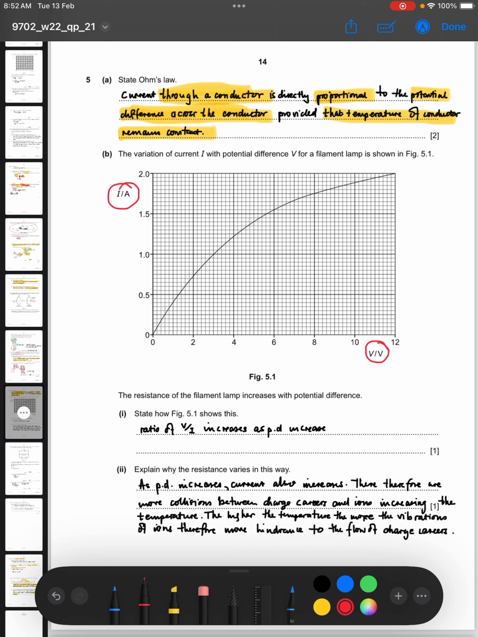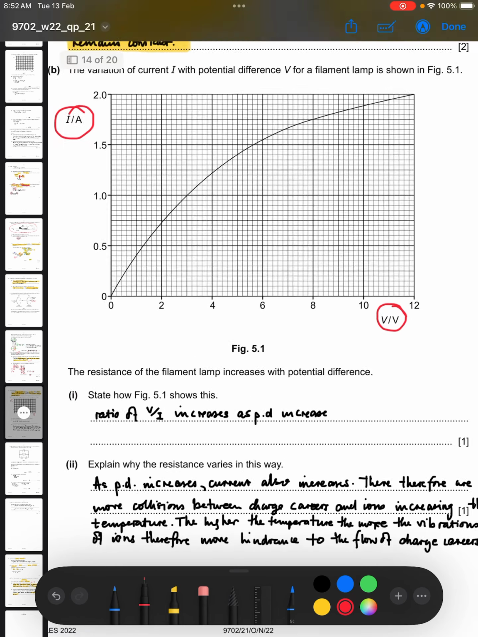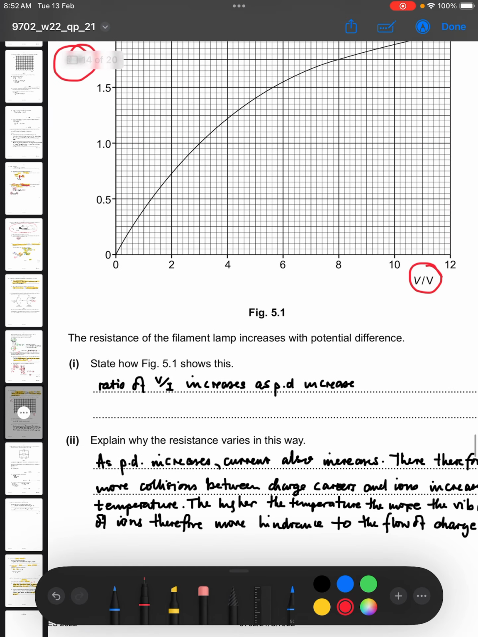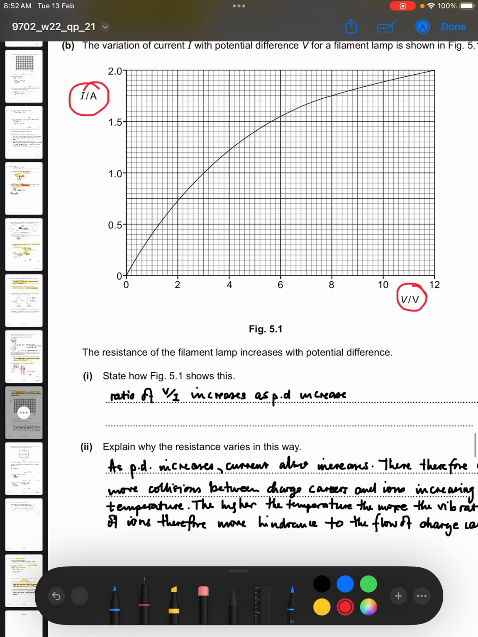So the graph of current against voltage for a filament lamp shows that the filament lamp is not an ohmic conductor, as it does not obey Ohm's law. The resistance of the filament lamp increases with potential difference. State how Fig 5.1 shows this. We want to state how Fig 5.1 shows that the resistance of the filament lamp increases with the potential difference.